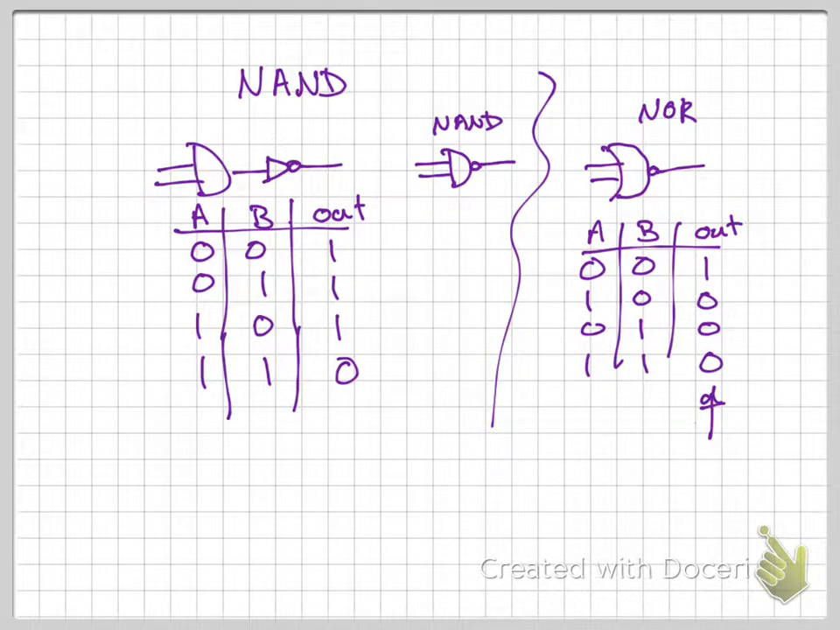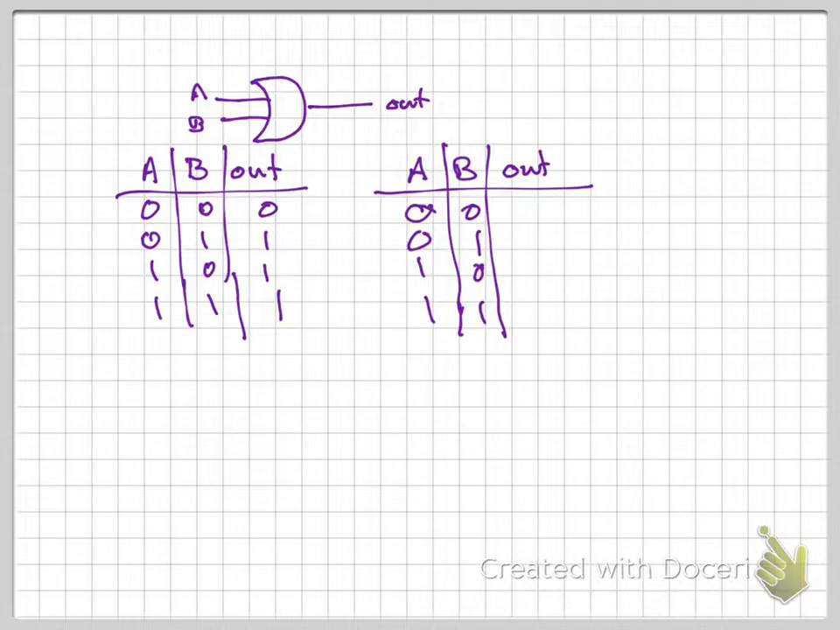I'll just mention there's also the exclusive function, right? So let's say I have an OR gate, and the OR gate looks like that. A, B, out. I've just written down the truth table for the OR gate. The possible inputs are all of these, and then this is the output of the OR gate.